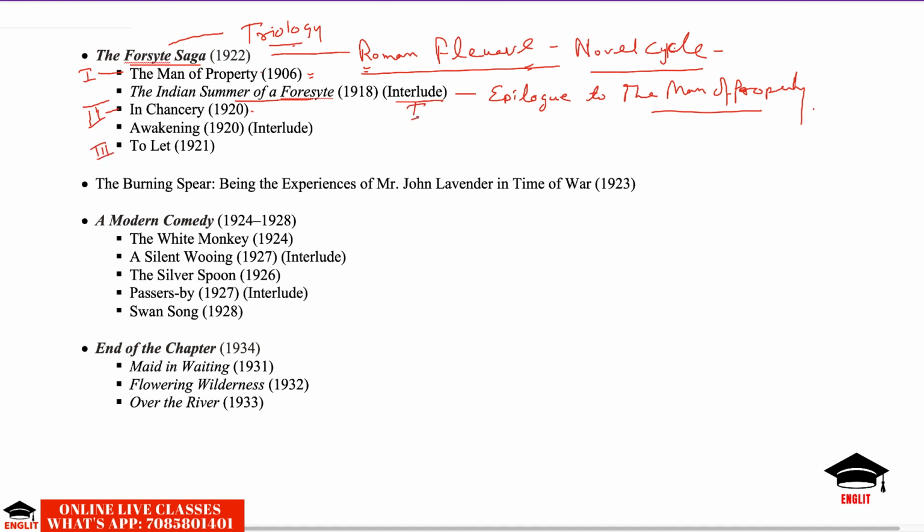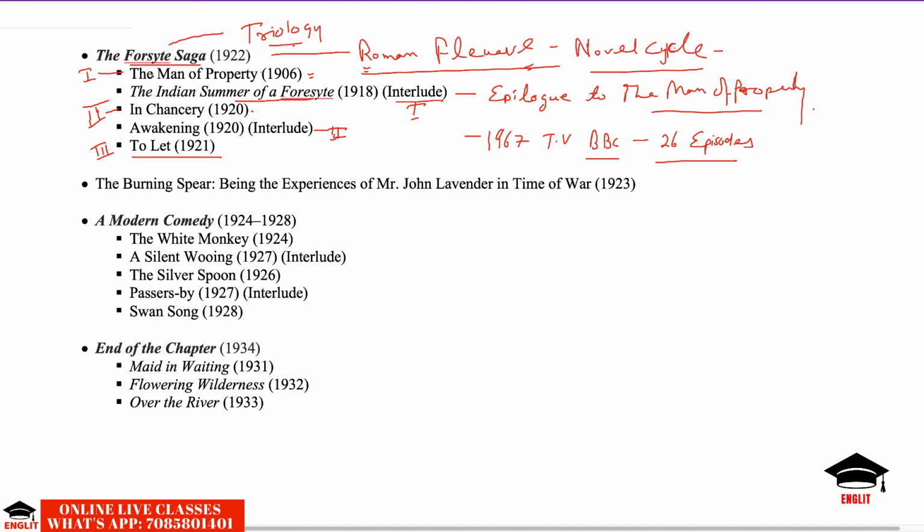This first interlude, and then this is second interlude, Awakening, and then the last novel of the series is Too Late. The Forsyte Saga was immensely popular in his time and even after his death. Even in 1967, the BBC television series broadcast this series in 26 episodes, and it was very popular at that time. So it renewed the popularity of Galsworthy even more than he had in his lifetime.